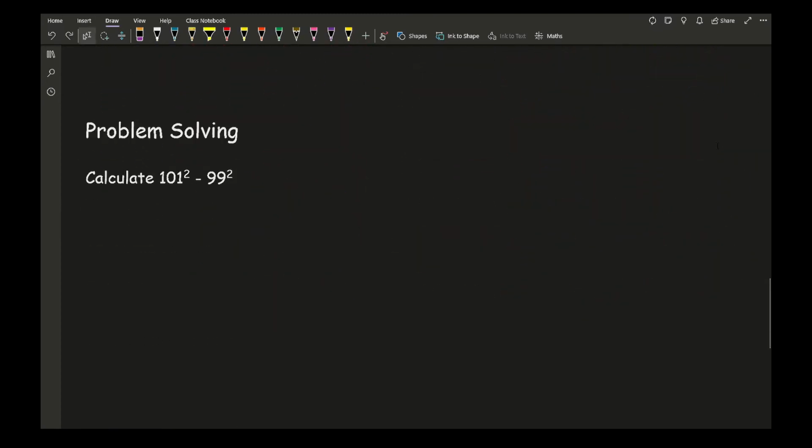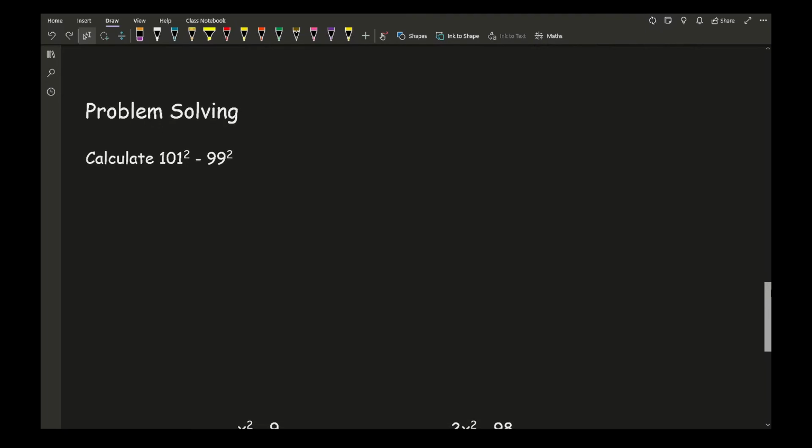Now, another way that a question like this could pop up is a question that looks like this. Now, obviously, you could try and work this out manually. What I mean by that is working out what 101 squared is, then working out what 99 squared is, and then taking away the two answers. But what you need to do is recognize that this is also a dots question because I'm taking away two square values. So what this then becomes, well, the square root of 101 squared is 101.